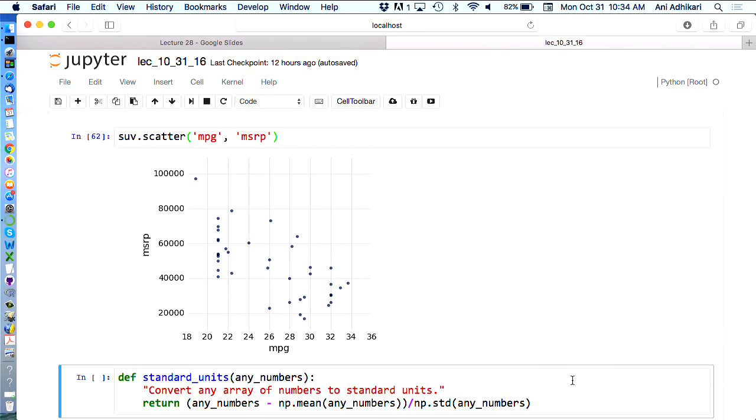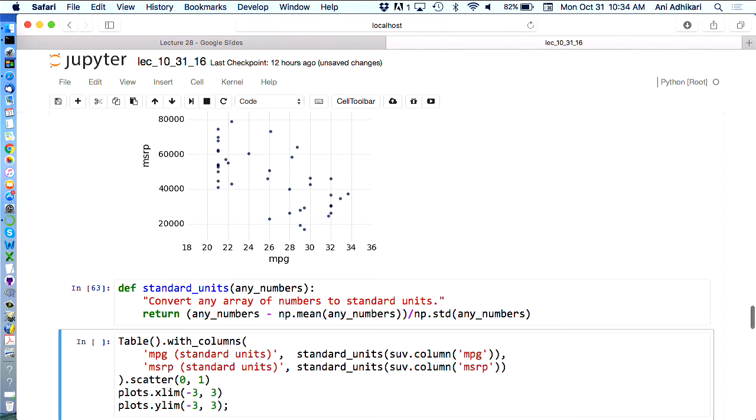We had written this function before. It takes an array of numbers and converts the entire array to standard units. So it figures out the mean of the array, the SD of the array, and then converts each single one to standard units. This is a function that we had written. It's not a built-in. So I define that.